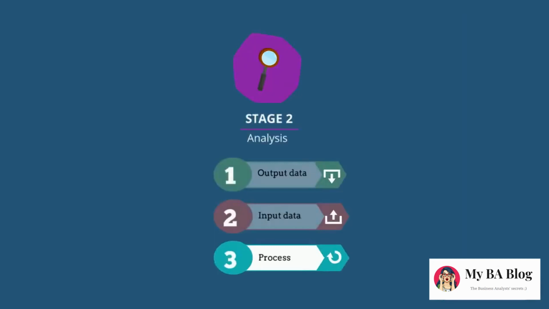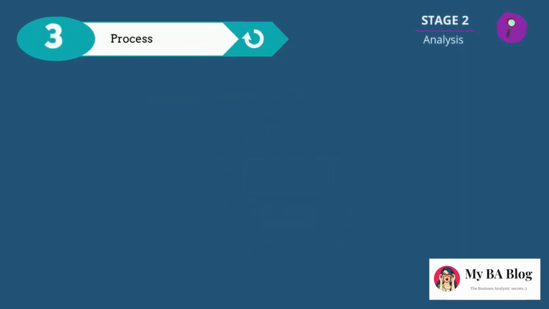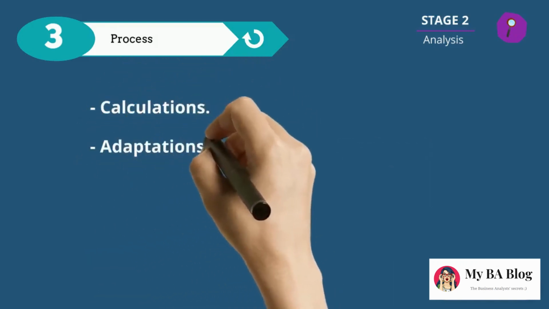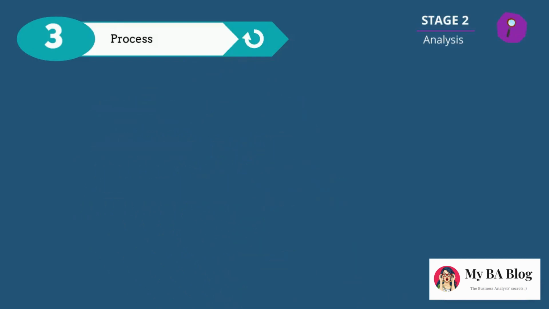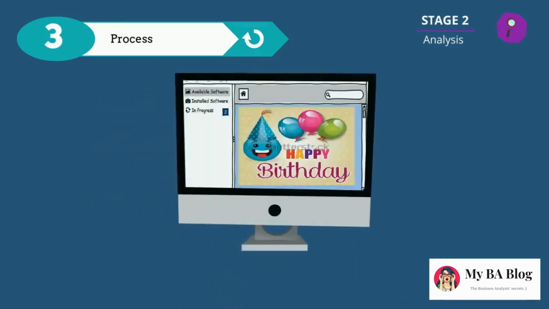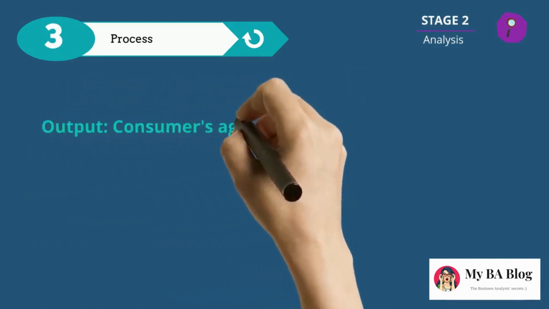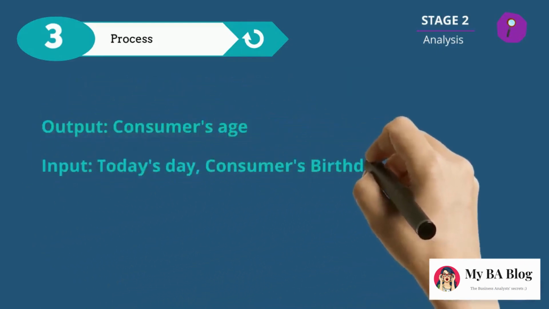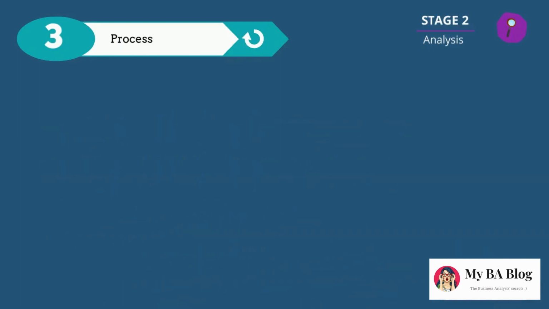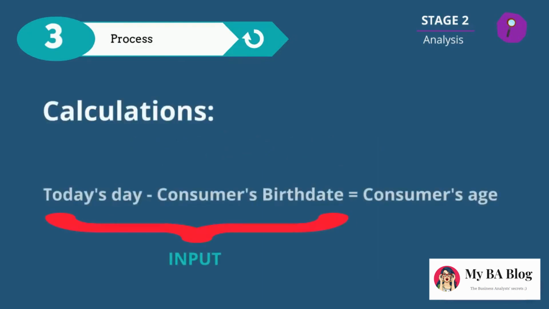Once Annie identified the input and output data, she's going to need to list all the processes that will allow her to convert the input into output. Some of the ways to do this are using calculations, adaptations, or transformations. For example, if the functionality she is designing has to show on the screen the consumer's age, she will need consumer age as an output and consumer's birthday and today's date as an input. And the process that will allow her to convert the input into output will be today's date minus date of birth equal consumer's age.